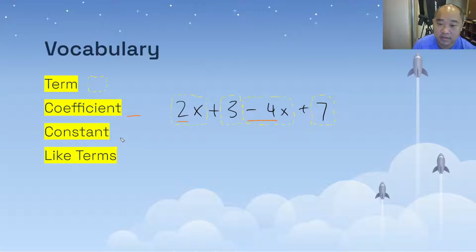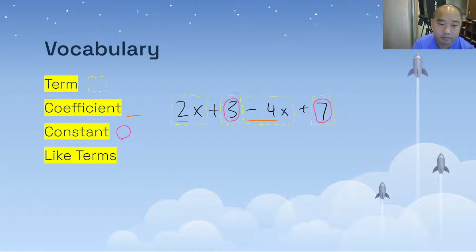A constant is a number. And it's called a constant because it's constantly that. So for example, this 3, it's just a 3. It's never going to be anything other than a 3. This term cannot change. This term cannot change either. But this term, 2x, can change depending on what x is. So it's variable. This is a constant.